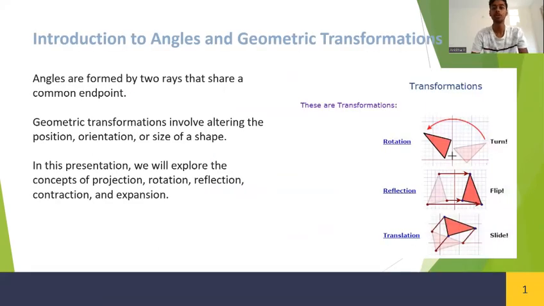Coming to the introduction to angles and geometric transformation. Angles are formed by two rays that share a common endpoint. Geometric transformation involves altering the position, orientation, or size of a shape. In this presentation, we will be exploring the concepts of projection, rotation, reflection, contraction, and expansion. This was about the introduction part.